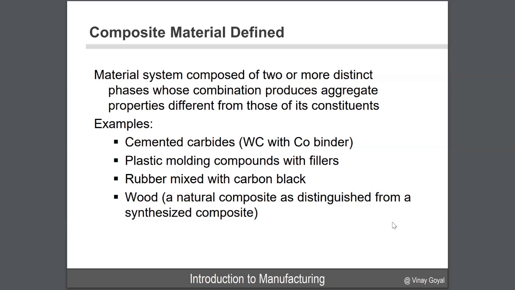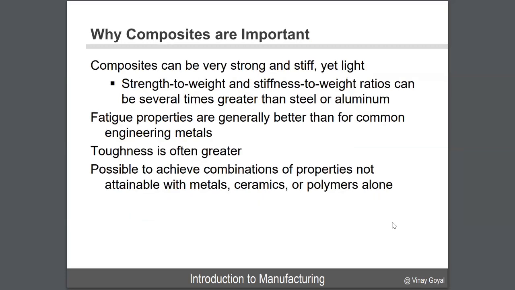Surfboards and a lot of systems that require that have that. Rudders of an aircraft are made of sandwich structures. So those are the two kinds of things I look at. You have examples of composites here, like wood, rubber, plastic molding. Why are composites important? I basically said it, but I didn't mention other things, like fatigue properties are better.